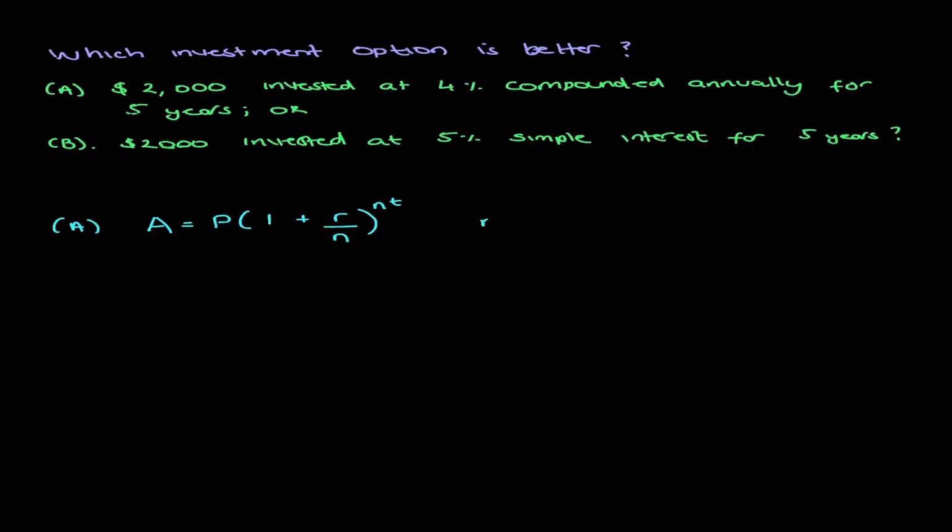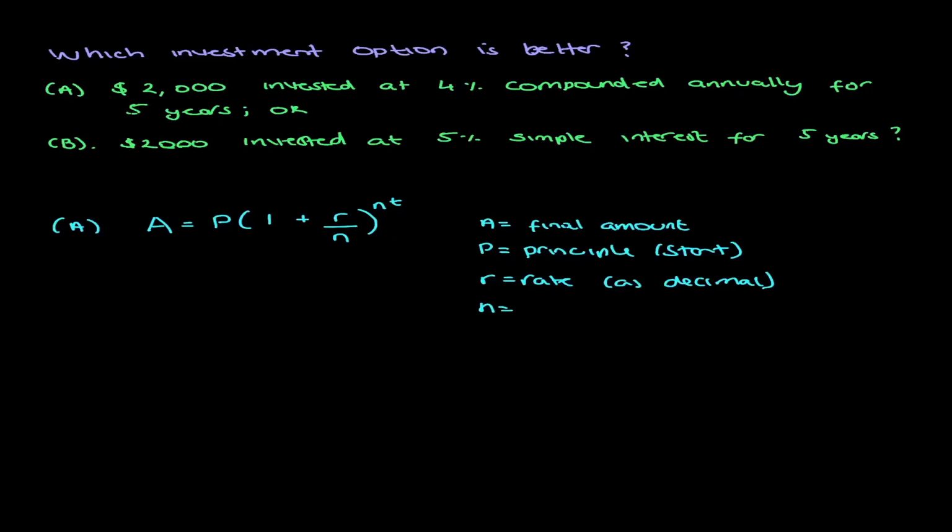Okay, let's quickly write out what all of these are. A is your final amount. P is your principal, basically what you start off your investment with. R is your rate, and it should be as a decimal. N is the number of compound periods. So the number of compound periods means how many times is interest calculated.